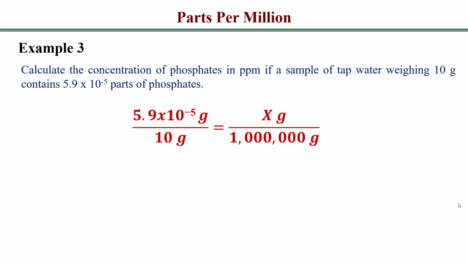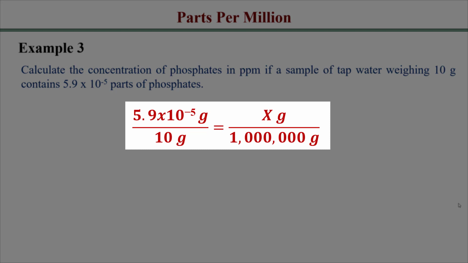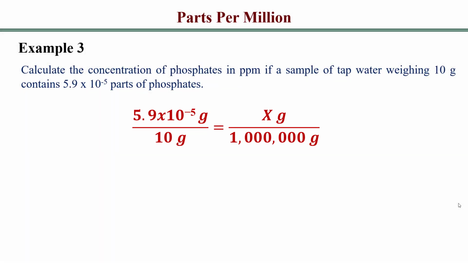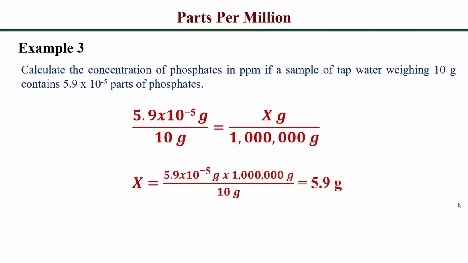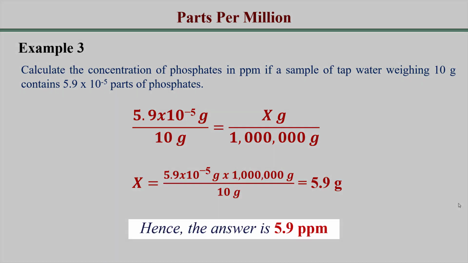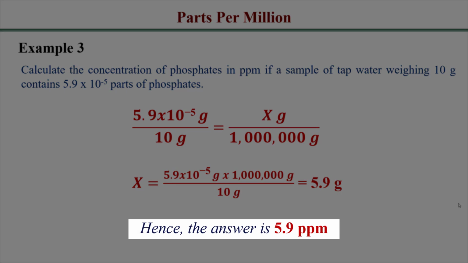And so the first thing we want to do is set up a proportion. So we have 5.9 times 10 to the negative 5 grams divided by the 10 grams being equal to x grams over 1,000,000 grams, which would be the definition of ppm for a weight in weight scenario. So we go ahead and solve for x. X is going to be equal to 5.9 times 10 to the negative 5 grams times 1,000,000 grams divided by the 10 grams, and that should give us 5.9 grams. And so the answer to the question is 5.9 ppm.